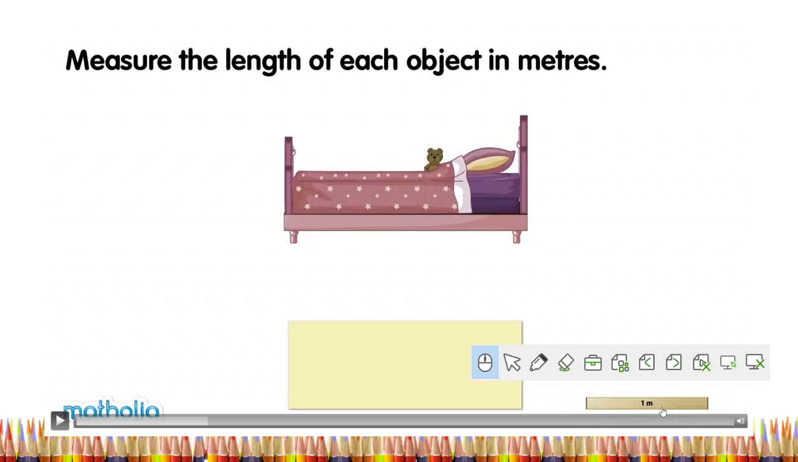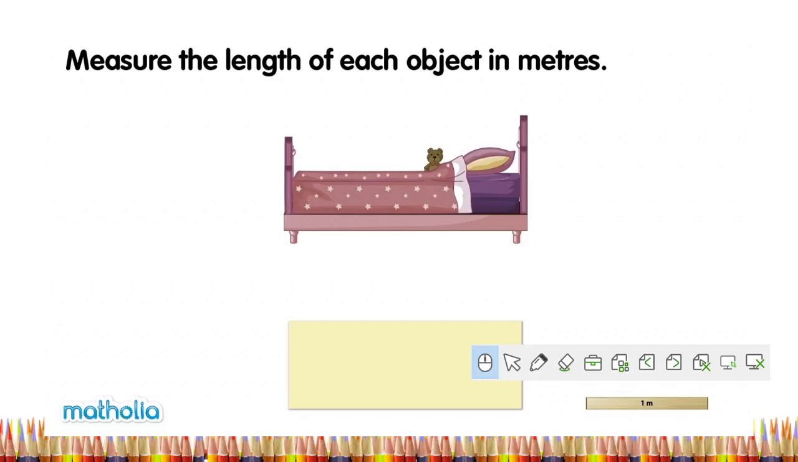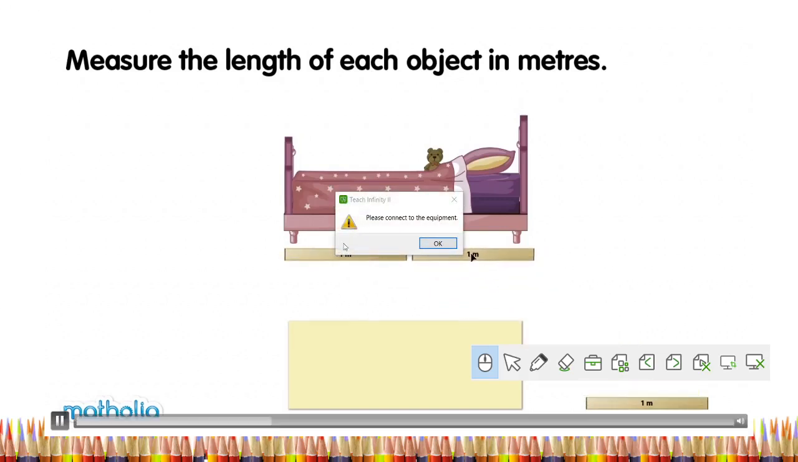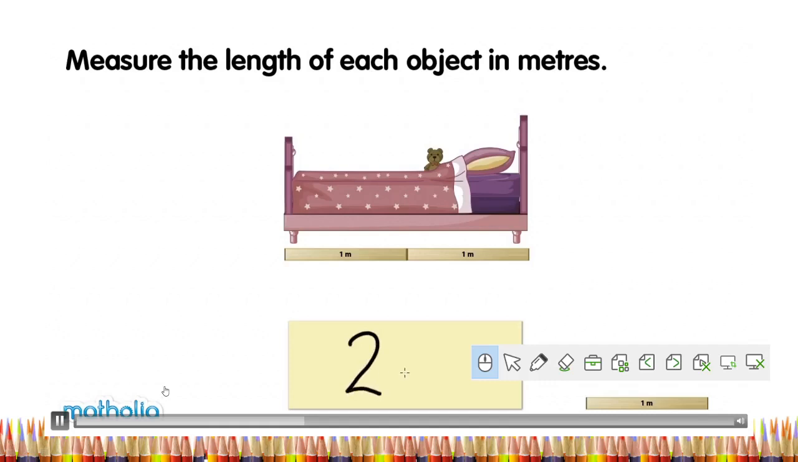This ruler is 1 meter long. Okay, so we will see how many rulers we have to use. Let's measure the length of the bed by placing 1 meter rulers end to end. 1, 2. The bed is about 2 meters long. 2 meters.